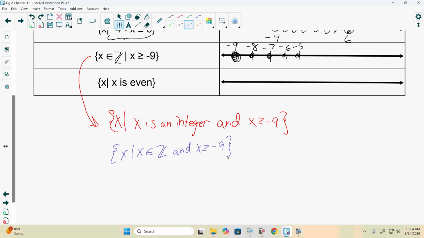And like I said, mathematicians are lazy. If we don't have to write a whole bunch, we're not going to write a whole lot. Questions on how we wrote these?